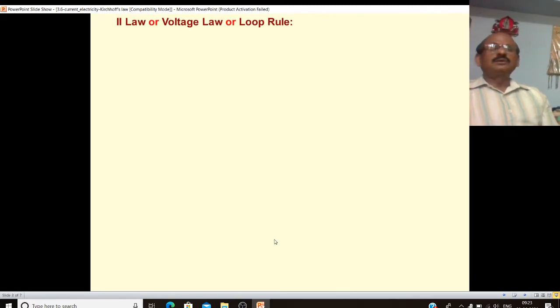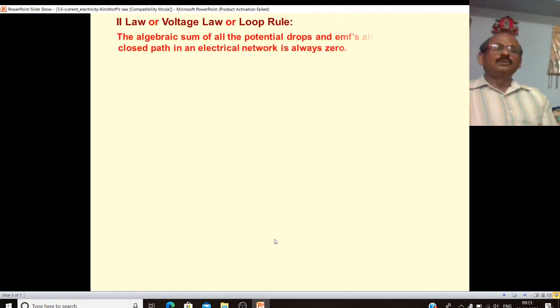Now the second law, which is known as the voltage law or the loop rule: the algebraic sum of all the potential drops and EMFs along any closed path in an electrical network is always zero. So that is summation IR equals 0.